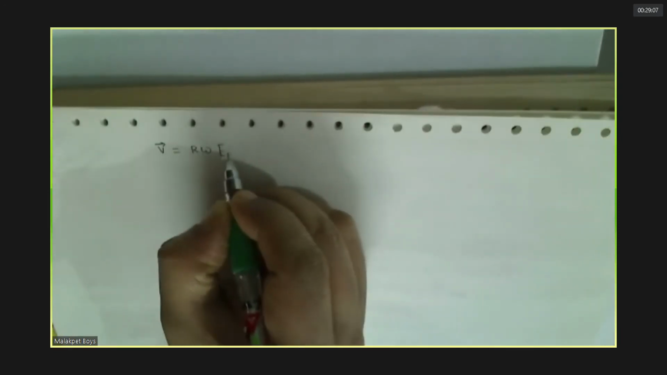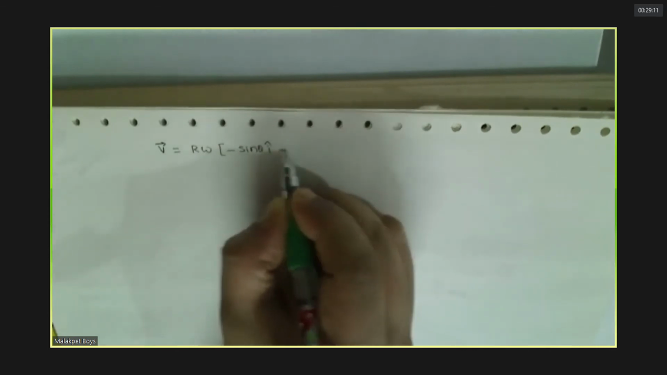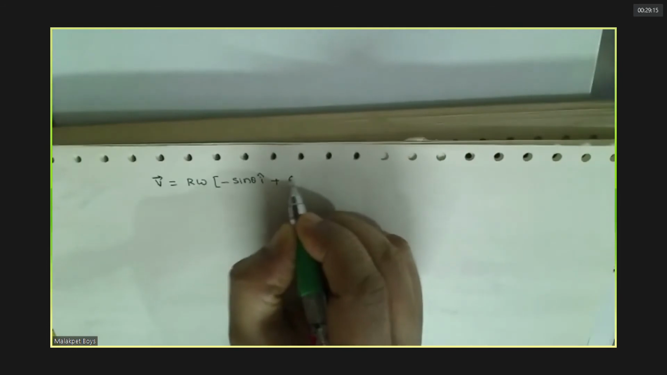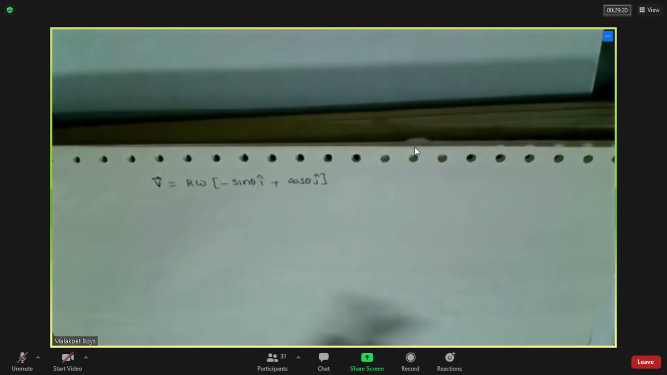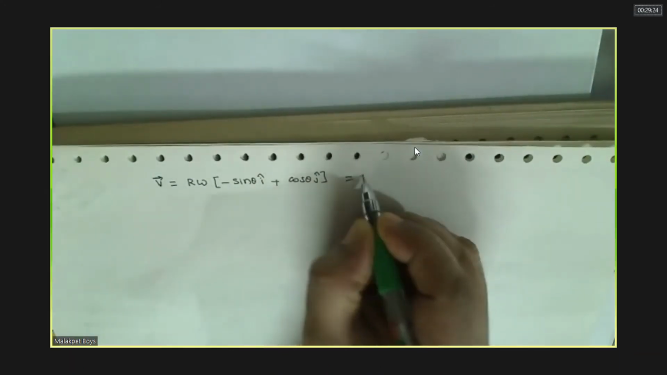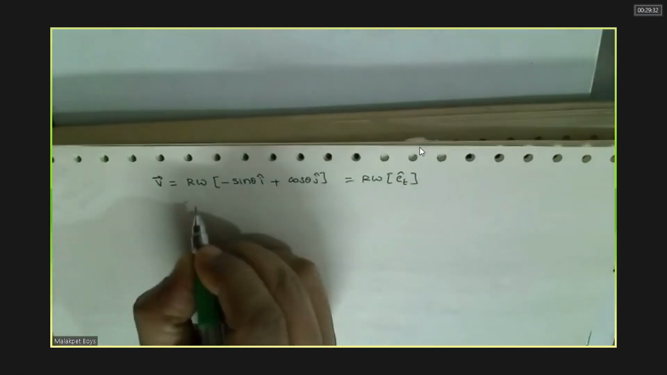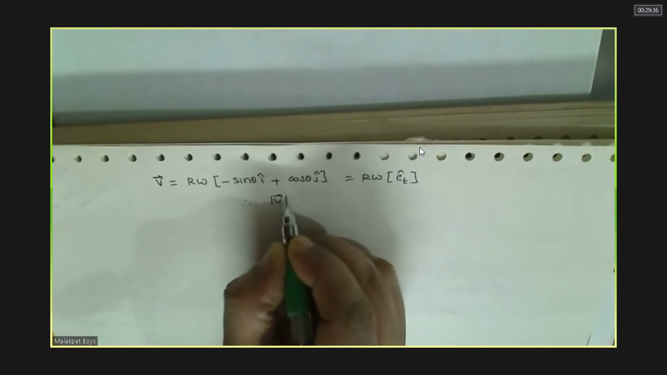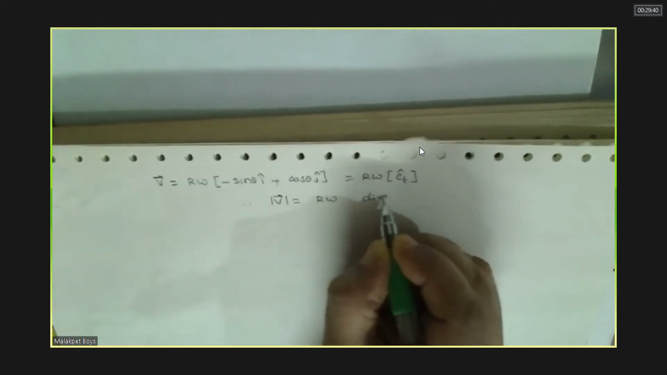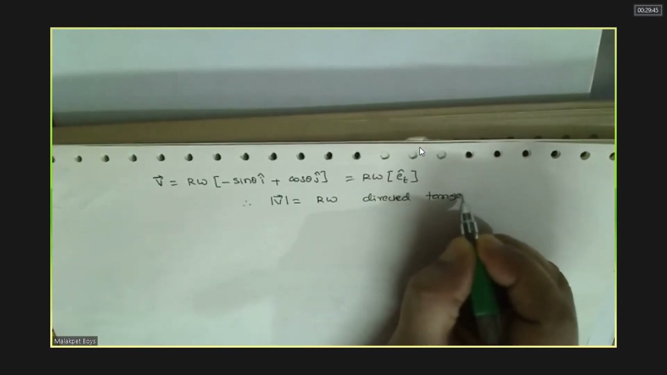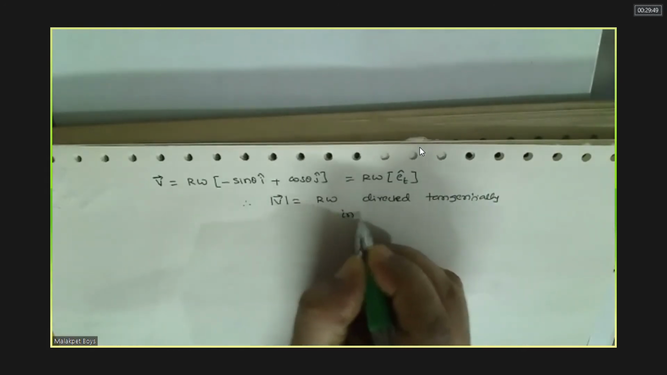So, what is that we got finally? Velocity. You got this as R omega times minus sine theta i cap plus cos theta j cap. Do you agree with this? What is this unit vector actually, if you observe? It is e_t cap. So that means the magnitude of velocity is R omega, directed tangentially. Agreed? Yes, in the direction of motion.